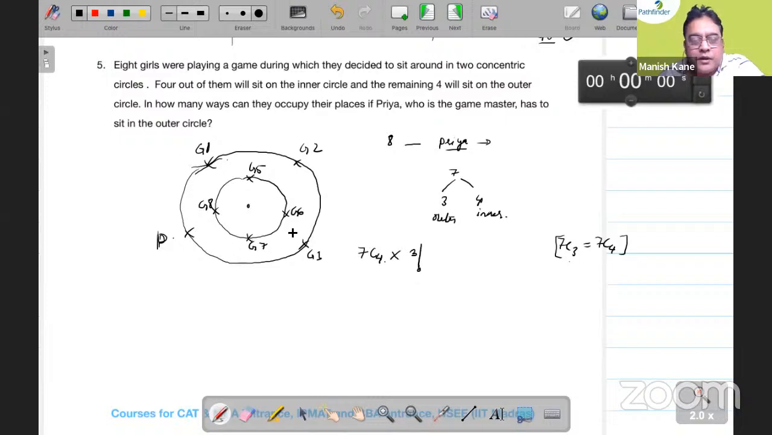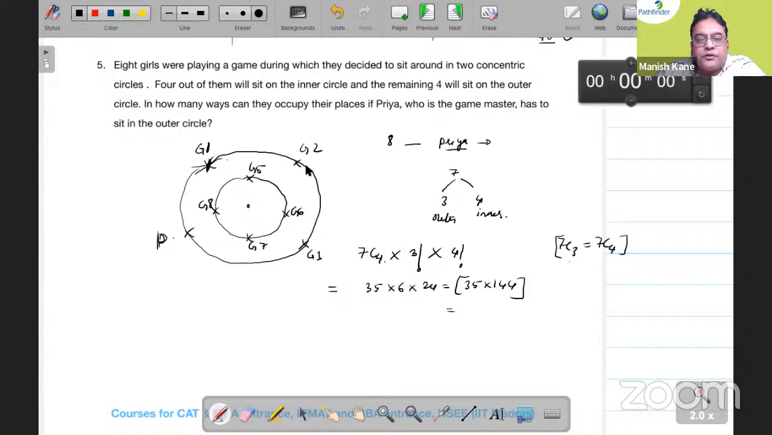Now, once the 4 girls in the outer circle have been arranged, the inner circle, you will not treat it like a circle because you already have something fixed. And with reference to this, you will treat the inner circle like a straight line. So the 4 girls on the inner circle will be arranged in factorial 4 ways. So your answer is 35 into 6 into 24. So 35 into 144, whatever the answer will be. This should be your answer.